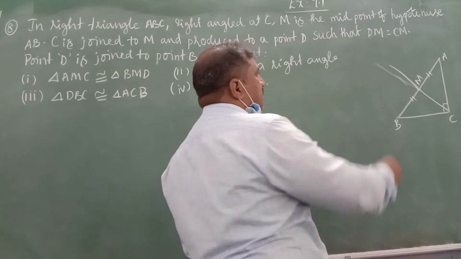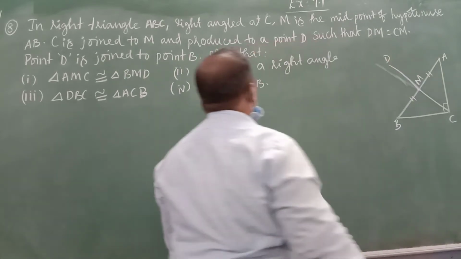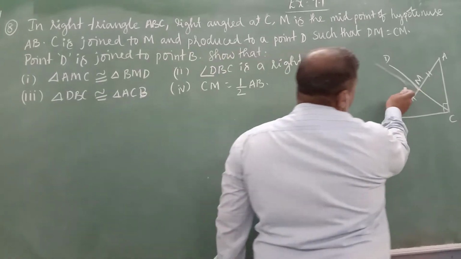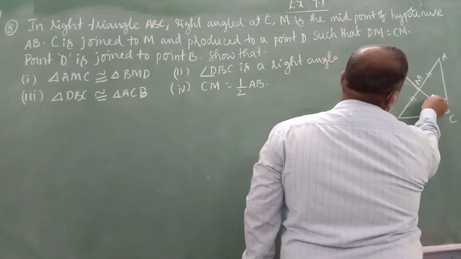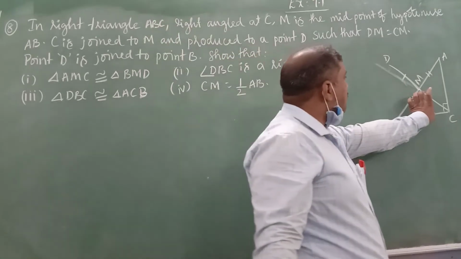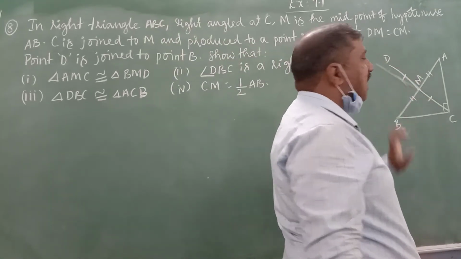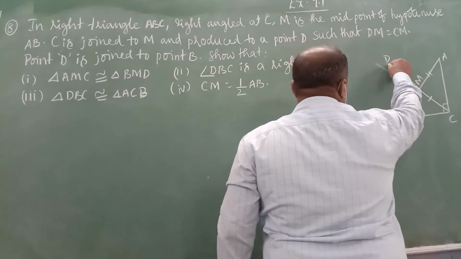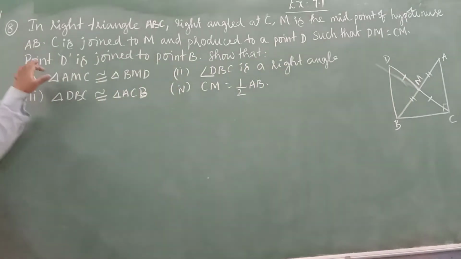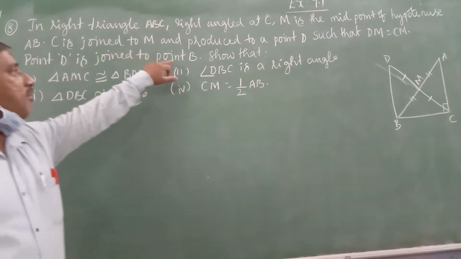Produced to point D. This is point D, such that DM is equal to CM. Now these two lengths are also equal: CM and DM, both are equal. D is joined to B. Then point D is joined to point B.